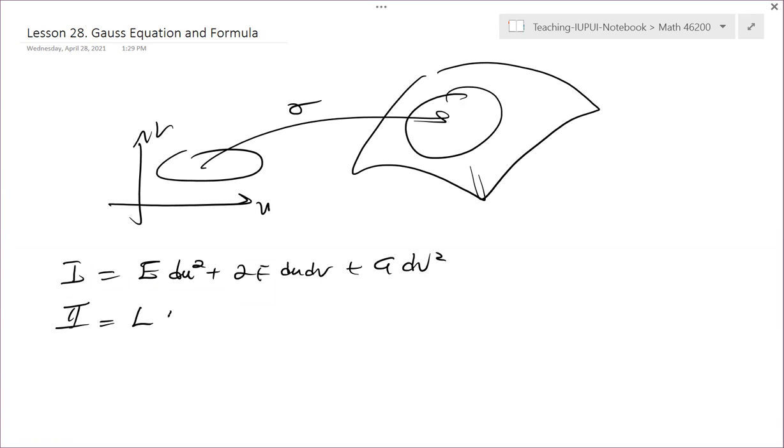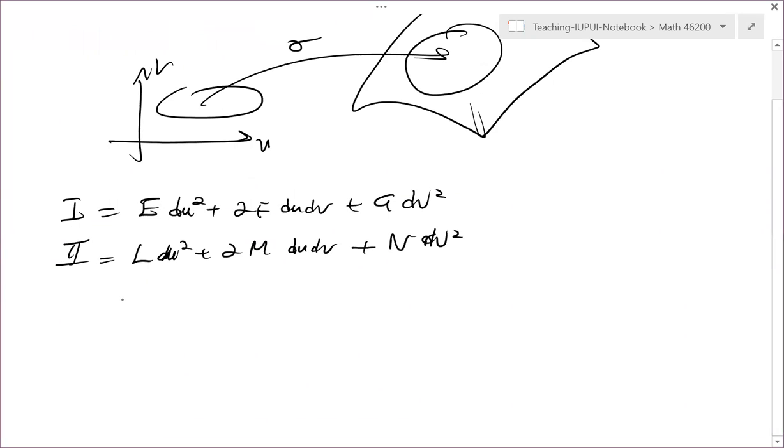The second fundamental form, and those coefficients are defined in the following form. The first fundamental form is defined just as the inner product of those coefficients. E is going to be sigma u dot sigma u, F is sigma u dot sigma v, and G is sigma v dot sigma v.